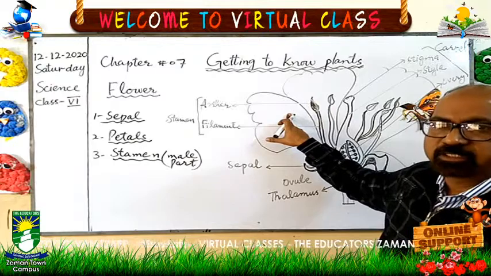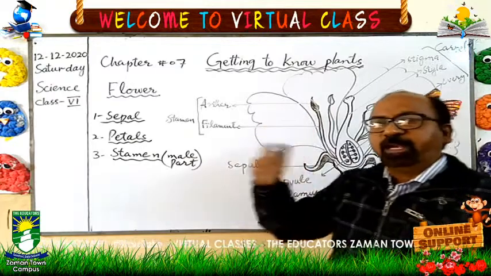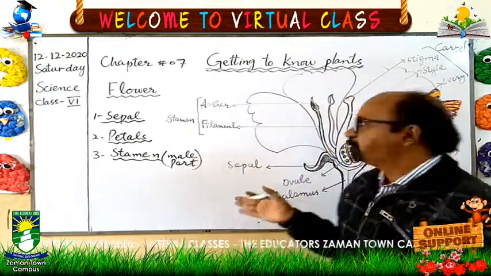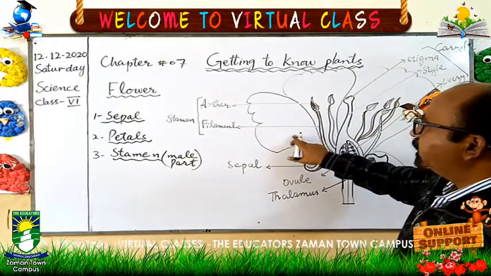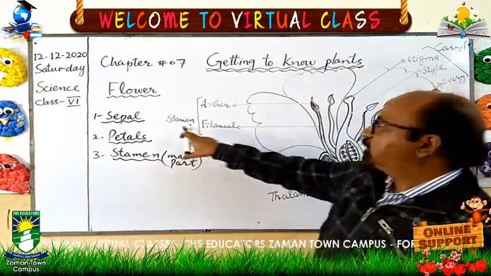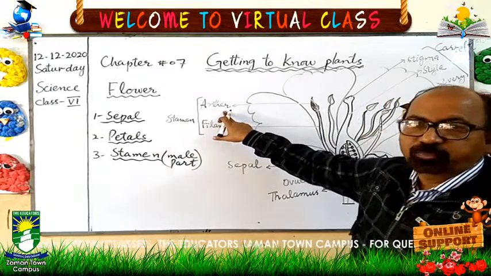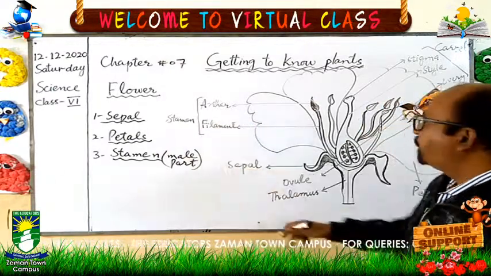Reproduction is the process of preparing new plants from the parent plants. So this is the male part, which is called stamen. Stamen has two parts, anther and filament.